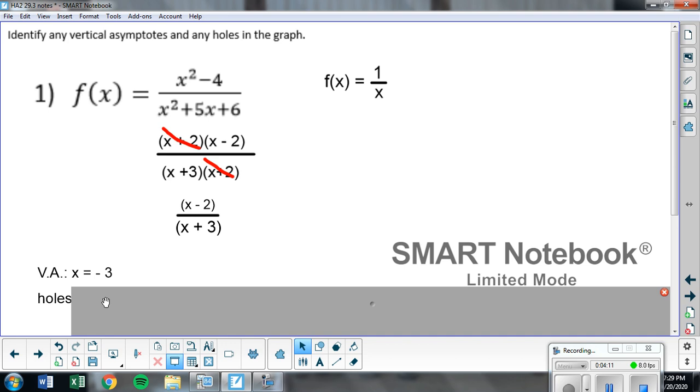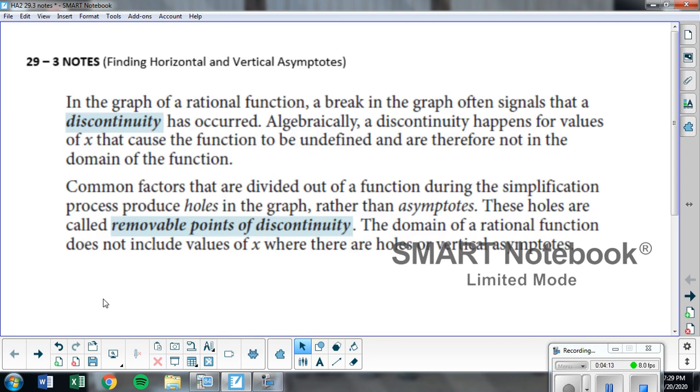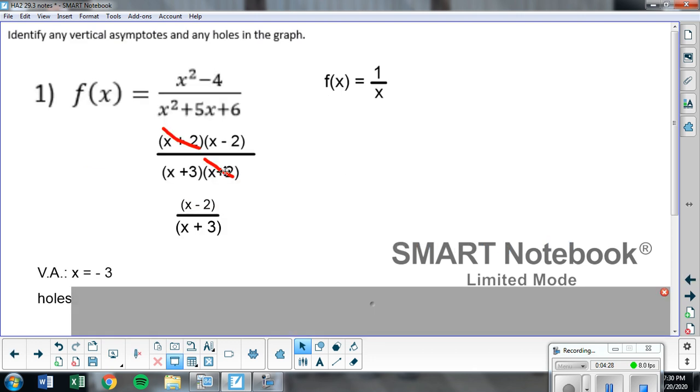The hole. Now, if you go back and read this again, which I'm not going to do, it's going to tell you basically right here, common factors that are divided out of the function during the simplification process produce holes rather than asymptotes. So see how these got crossed out in the simplification process? That produces a hole, not an asymptote. So the hole, see what I crossed out here, the x value would be negative 2.